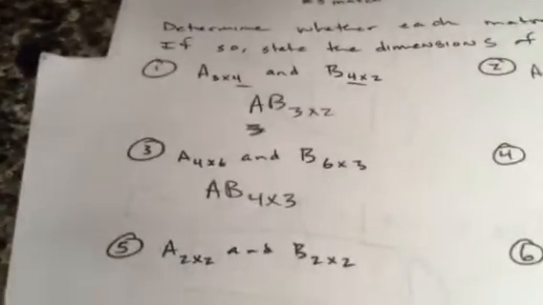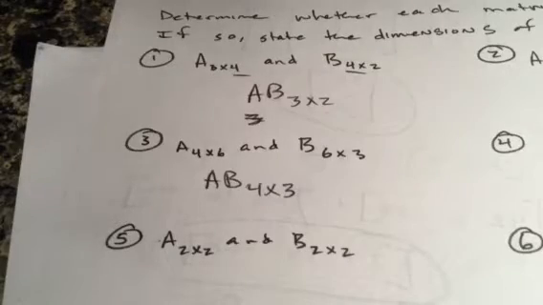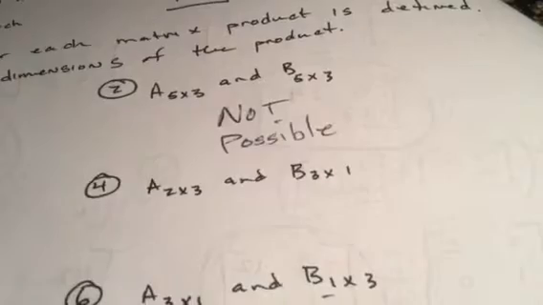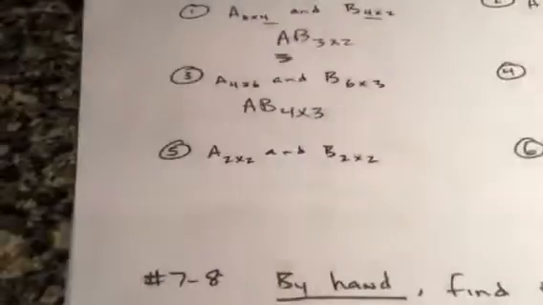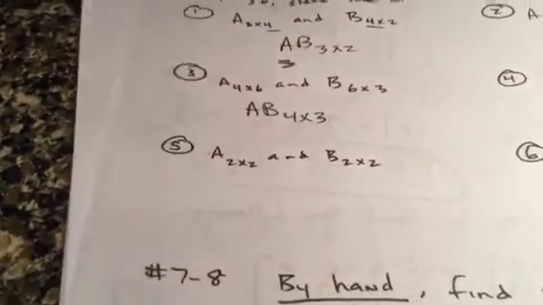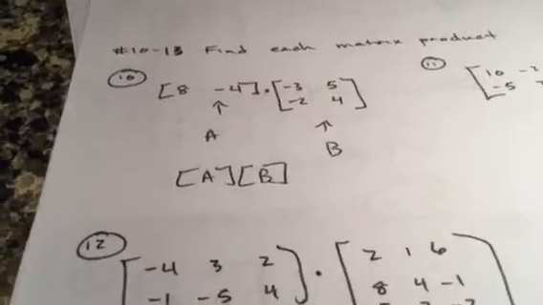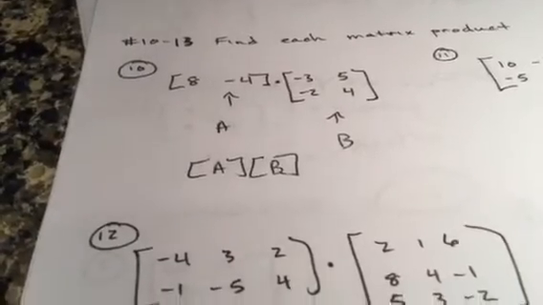Let's see, just a few here on page 3. Number 1, those inner numbers match, so AB does exist. It's 3 by 2. Number 2, not possible. That 3 and that 5 aren't the same. That one does exist. It's going to be 4 by 3. Remember, if it says by hand, you can use a calculator. So honestly, next page, page 4, just call that A, call that B, and multiply. Here, call that A, call that B, and multiply.